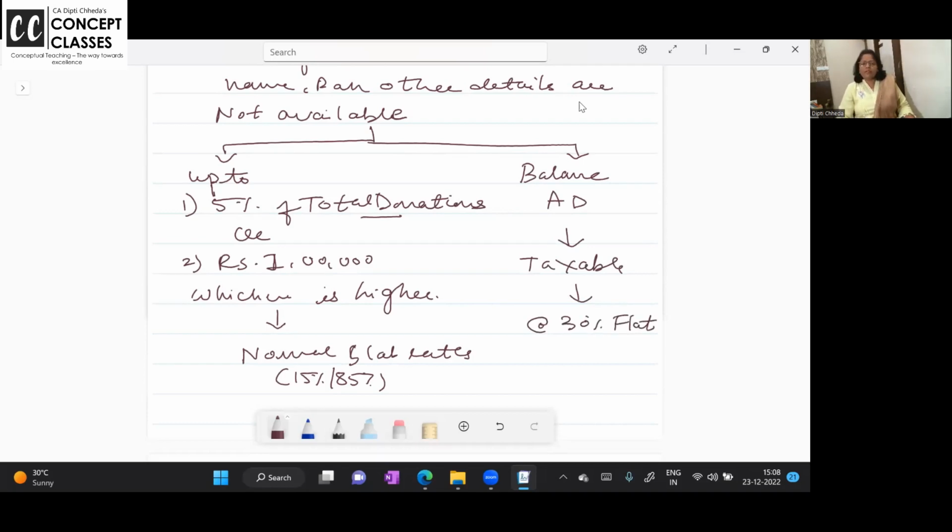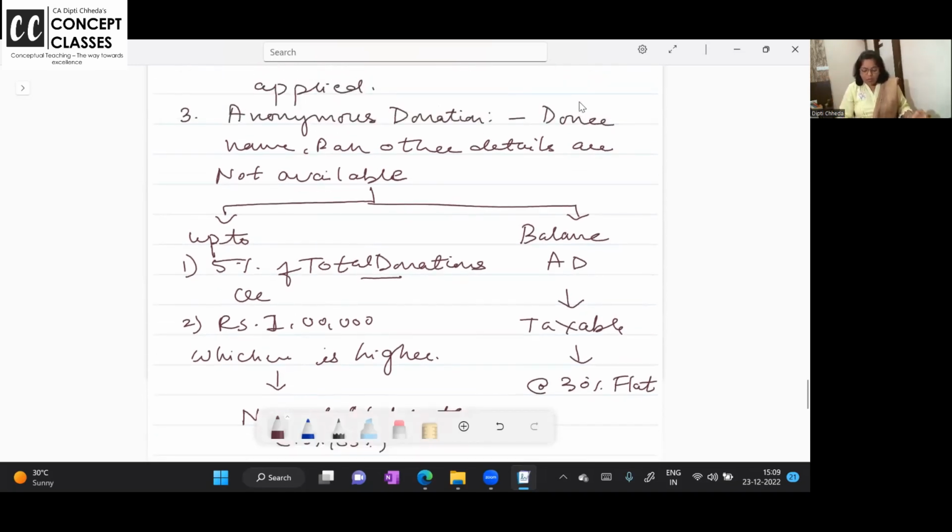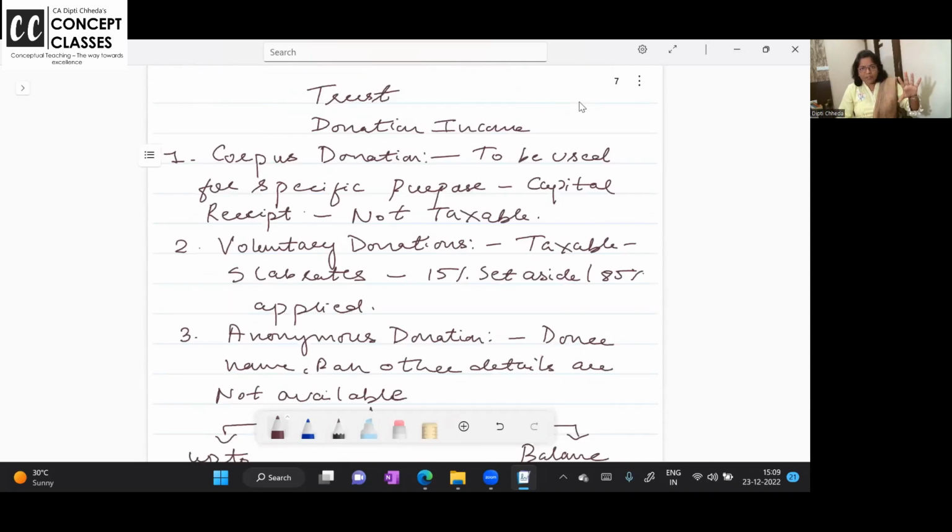People were resorting to wrong means of converting their black money by putting it as anonymous donations. We don't know whose it is. Now it is the income of the trust. So if the trust is receiving corpus donations, once again I'm repeating, they are exempt.